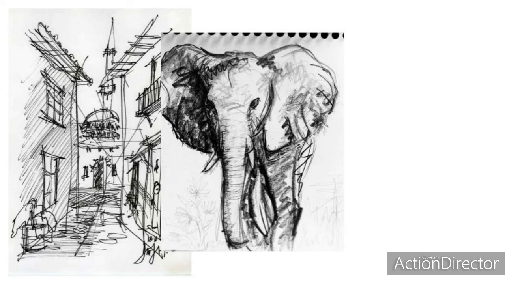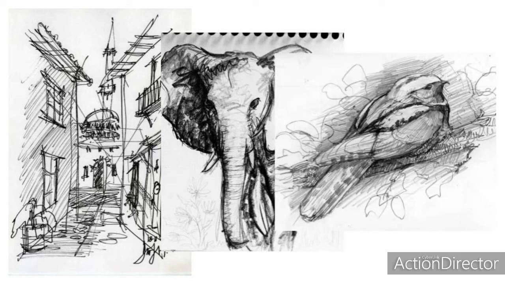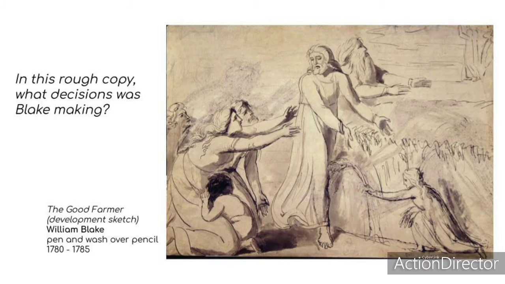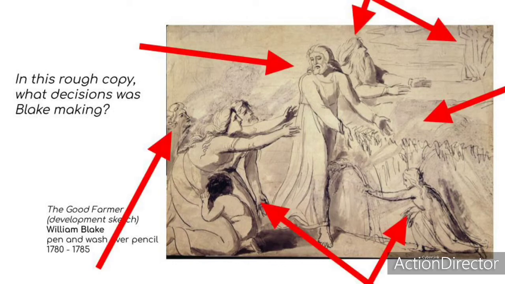This allows the artist to concentrate only on the quality of the artwork and not the overall organization of the piece. This is a development sketch for The Good Farmer, a piece by William Blake made with pen and wash over pencil between 1780 and 1785. In this rough copy, what decisions was Blake making? He decided on the position of the elements in the composition.